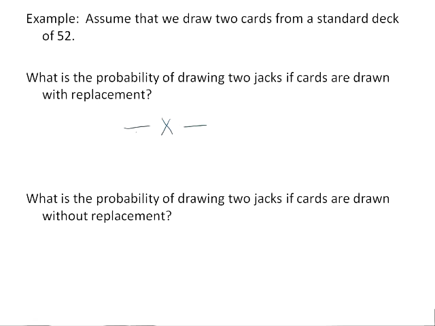Now the probability of drawing a jack on the first card is 4 divided by 52, because there are 4 jacks in the deck. Now if that card, once it's drawn, is put back in the deck, how many jacks are we going to have left? We'll have 4 jacks still and 52 cards total, because that first card was replaced before we drew the second card. So this reduces to 2704 in the denominator and 16 in the numerator. So reducing the common factor, we get 1 divided by 169.